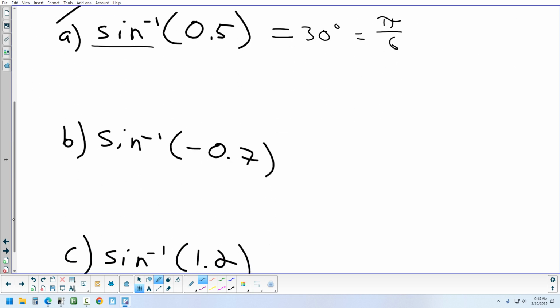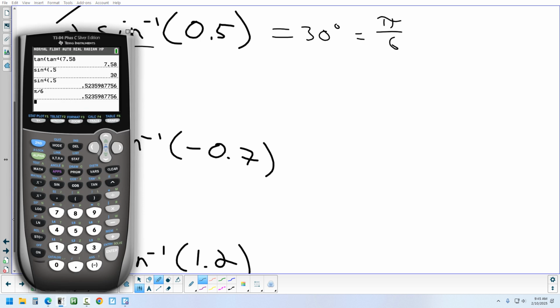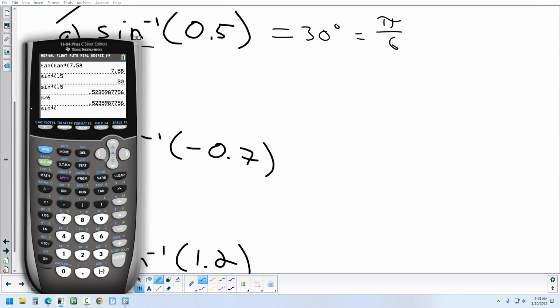So that same idea doesn't happen in this part. So if they want it, we'll just do it in degrees this time. You press second, inverse sine, negative 0.7, negative 44.43.